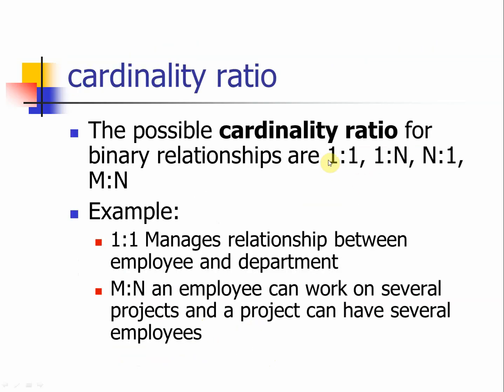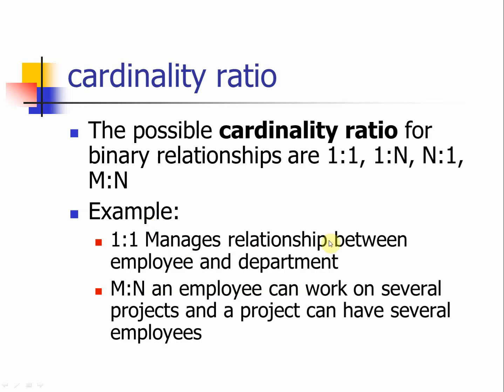Cardinal ratio has only 4 different kinds of combination. It can be 1 to 1, 1 to n, or n to 1. Basically 1 to n and n to 1 are the same thing; it depends on how you look at the order. The next one is the m to n relationship. This is the most complicated one, so we will discuss it in the next example as well.